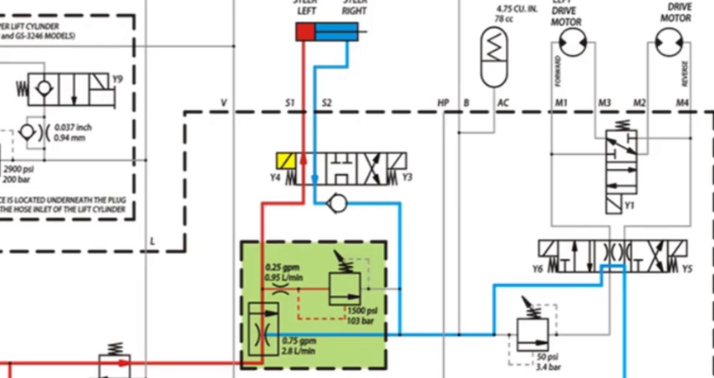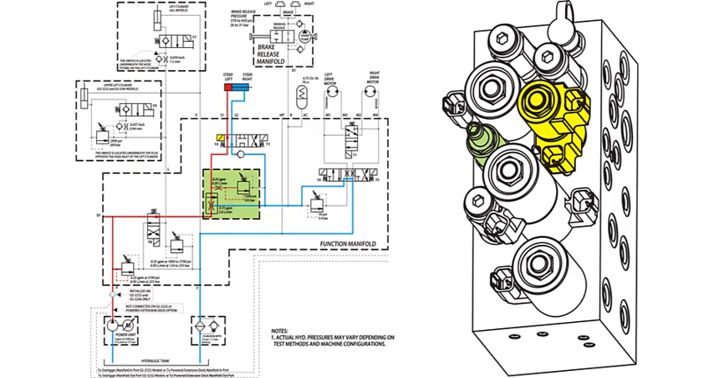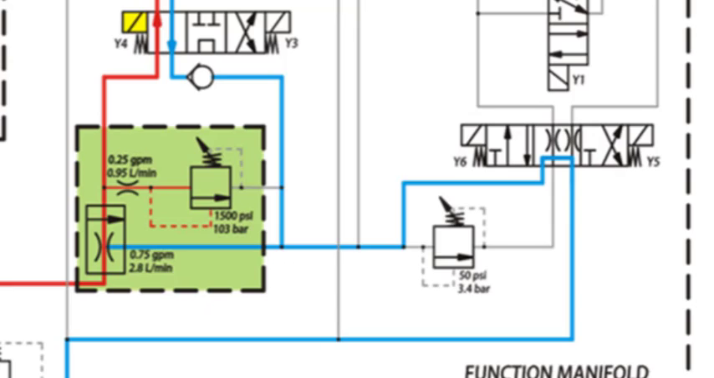With Y4 energized, the steer function directional valve shifts, connecting the pump flow to the barrel end of the steer cylinder. The right end of the cylinder is connected to the tank port of the valve, allowing oil to be exhausted, and return to the reservoir as the steer cylinder extends. If the steer function is held when the cylinder reaches end of stroke, the incorporated relief valve will open at 1,500 pounds per inch squared, allowing the pump flow to continue downstream.